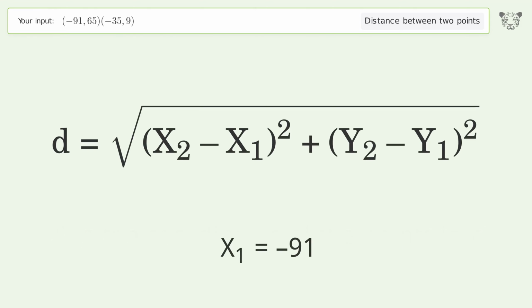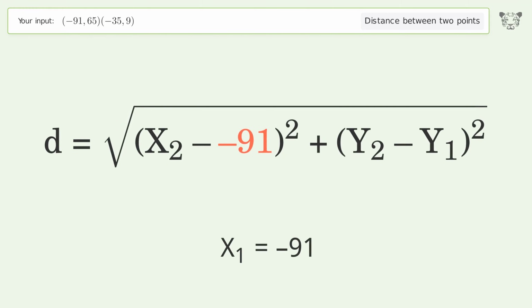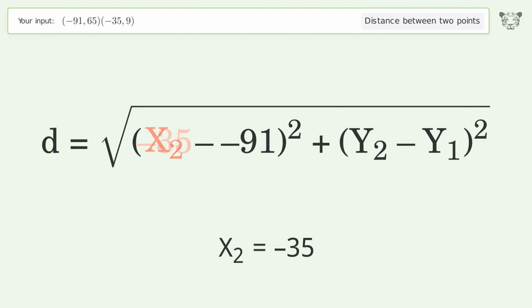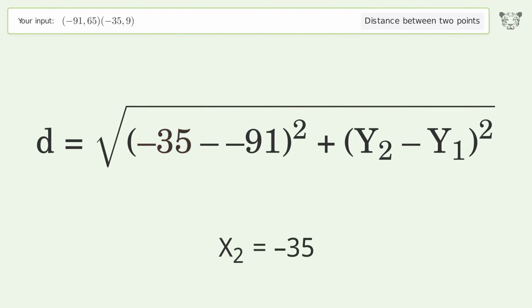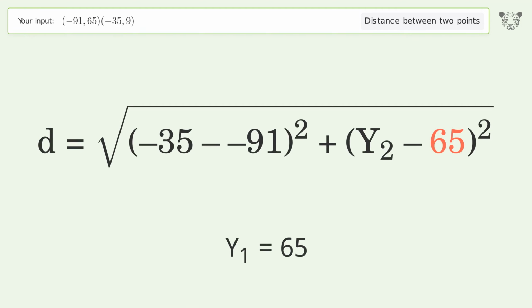x1 equals -91. x2 equals -35. y1 equals 65. y2 equals 9.